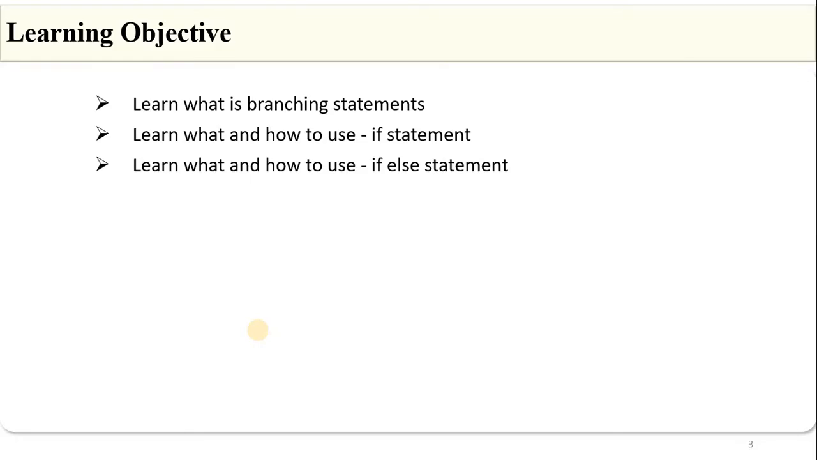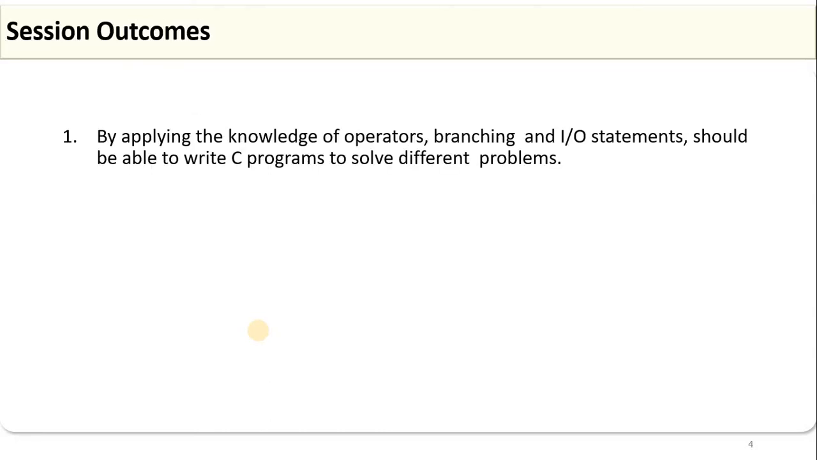Learning objectives are: you will be learning what is branching statements, and you will learn what the if statement is and how to use it. You'll also learn what is if else statement and how to use it. After the session, you should be able to write a simple C program to solve different problems, as you'll be having a knowledge of operators, branching, and IO statements.